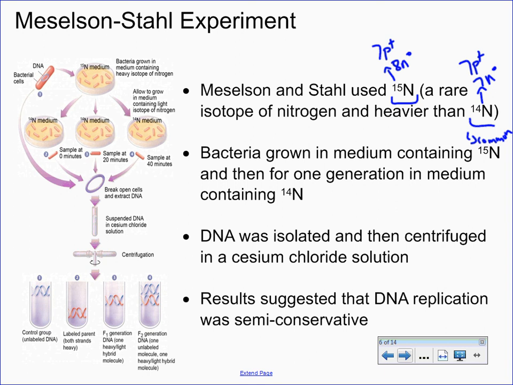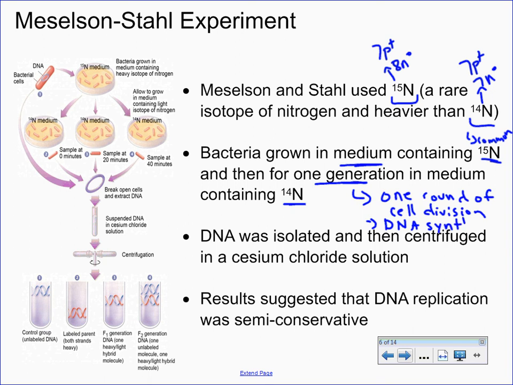So bacteria were grown in this medium containing only nitrogen-15 as their nitrogen source, and then grown for one generation in medium containing nitrogen-14. And when we say one generation, we mean one round of cell division. So, in other words, one round of DNA synthesis.